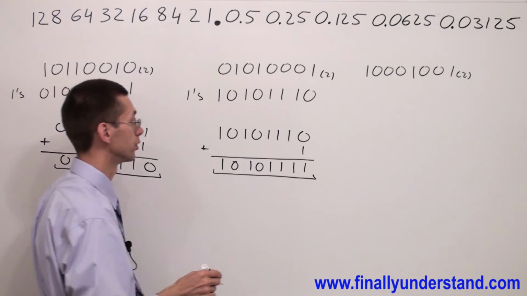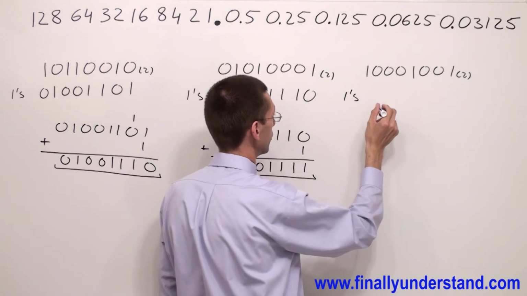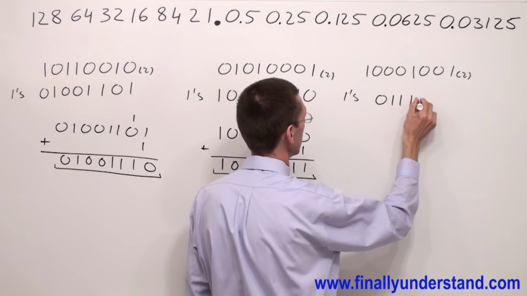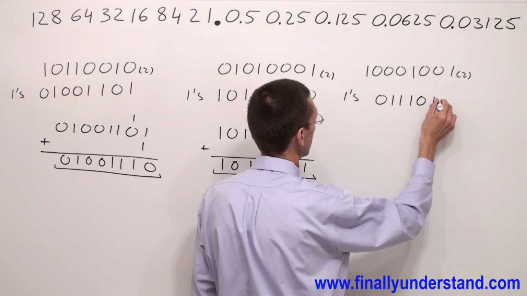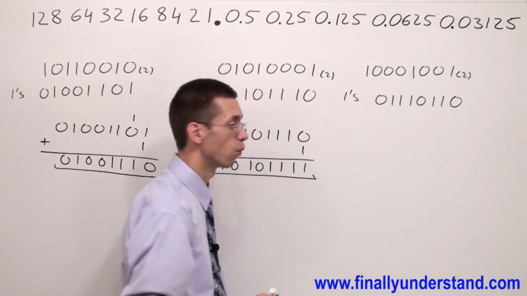Let's take a look at the third one. We're supposed to find the 1's complement, and I'm going to have 0, 1, 1, 1, 0, 1, 1, 0. This is my 1's complement.